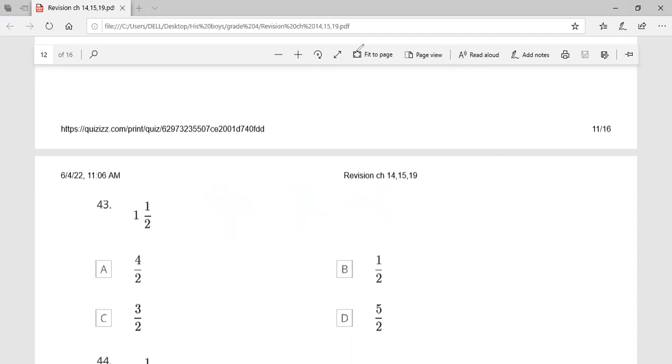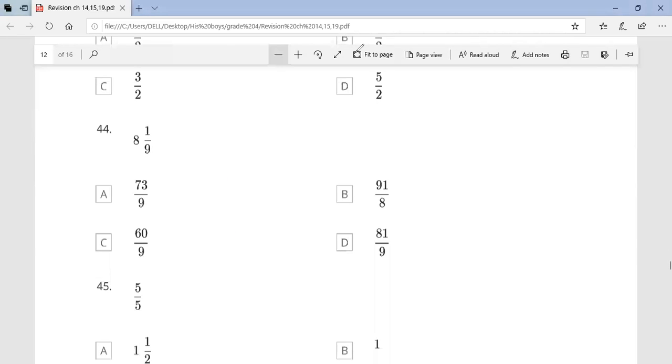Okay. The next one, the same way, the denominator doesn't change. You multiply 8 multiplied by 9 plus 1. 72 plus 1 over 9. We get 73 over 9, and so on. Well, most of them are like this.